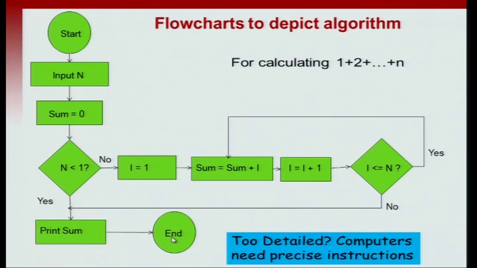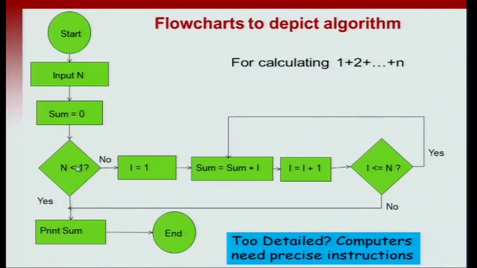Okay, so this is a very simple flow chart. So initially if n is less than 1, you have nothing to do. If n is greater than 1, you start a counter from i equal to 1 to n and add the numbers one by one until you hit the nth number.